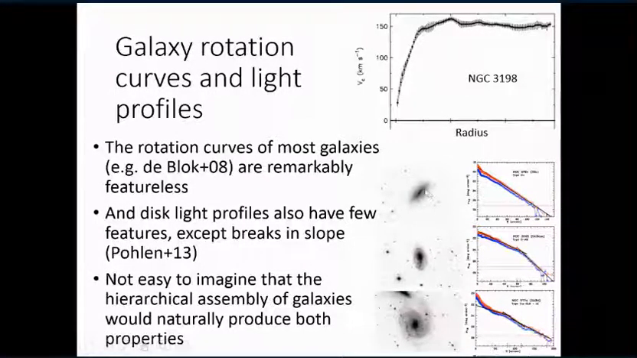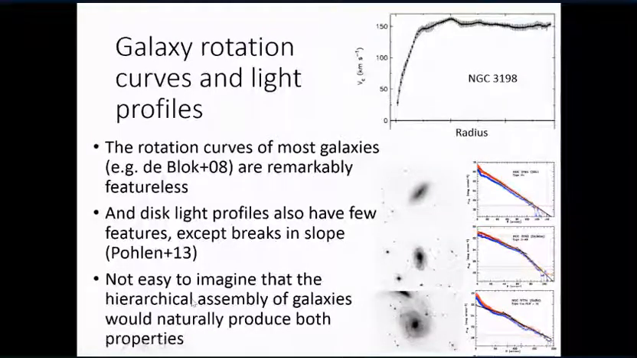And then if you look at light profiles of galaxies, and this is work by Pohlen and Trujillo, they're plotting the estimates of the surface brightness of galaxies, seen in these images, as a function of radius on a log linear plot, and you see that the surface brightness decreases exponentially. And there are, in some cases, this one in particular pronounced, a break in the slope, but in between the surface brightness profile is very smooth.